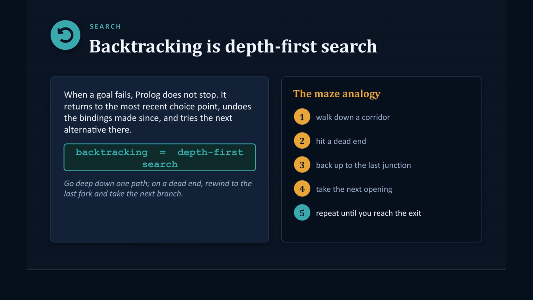It returns to the most recent choice point, undoes the bindings made since, and tries the next alternative there. This is exactly depth-first search. Go as deep as you can down one path, and when it dead ends, rewind to the last fork and take the next branch. Think of walking a maze with one hand on the wall: down a corridor, hit a dead end, back up to the last junction, try the next opening.